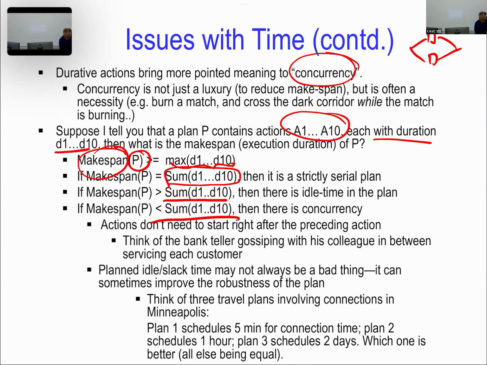And if makespan is less than the sum of D1 to D10, then I say the plan has concurrency. It must have concurrency. That means there must be certain instances of time when more than one action is in progress. And the interesting thing is in STRIPS planning, if there is a solution with action parallelism, there's also a solution with a sequence of operators. Because of which, I believe I told you that refinement planning semantics assume that the potential solution in the end is just a sequence of operators.